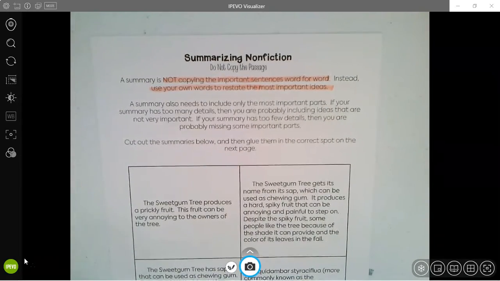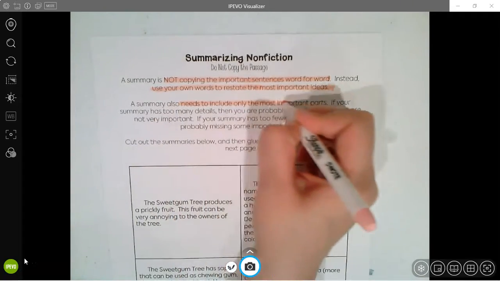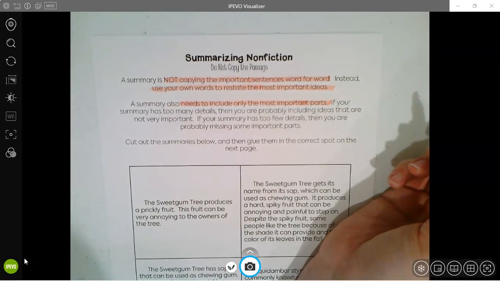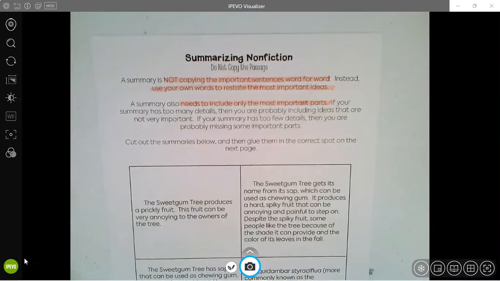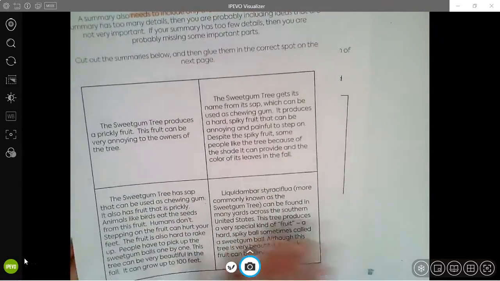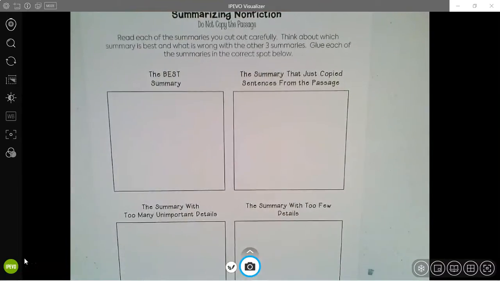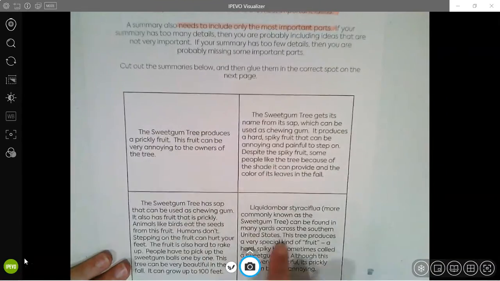A summary also needs to include the most important parts. If your summary has too many details, then you are probably including ideas that are not very important. If your summary has too few details, then you are probably missing some important parts. Cut out the summaries below and then glue them in the correct spot on the next page. So we have 4 different summaries, and we're going to cut them out. I want you to pause the video and cut these 4 out.